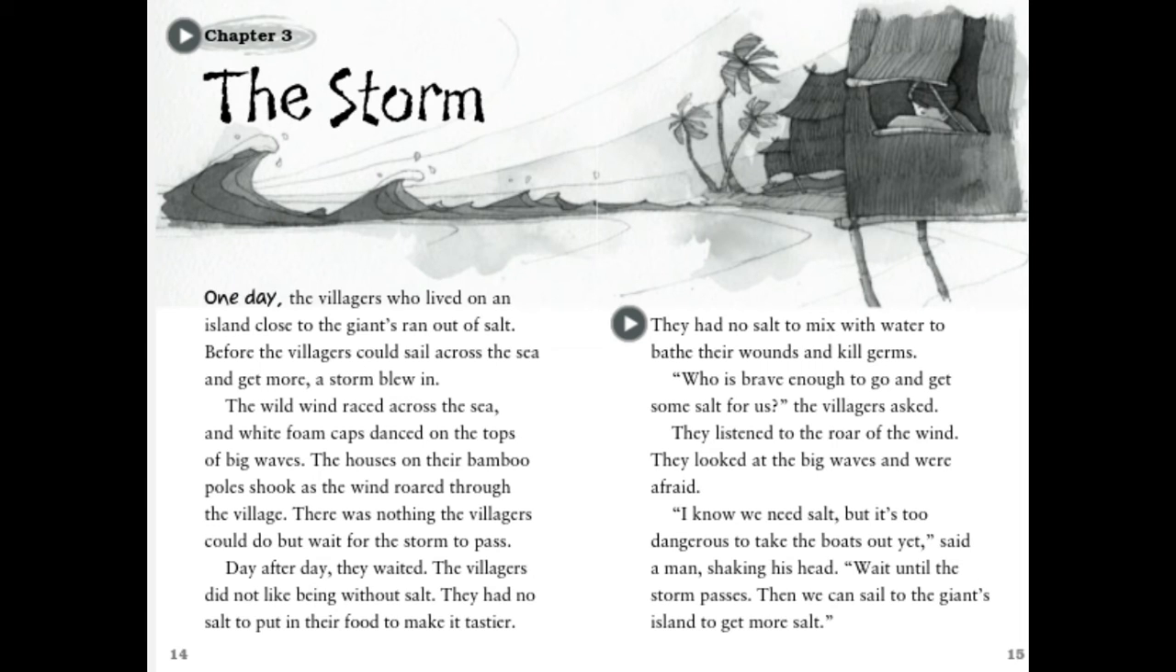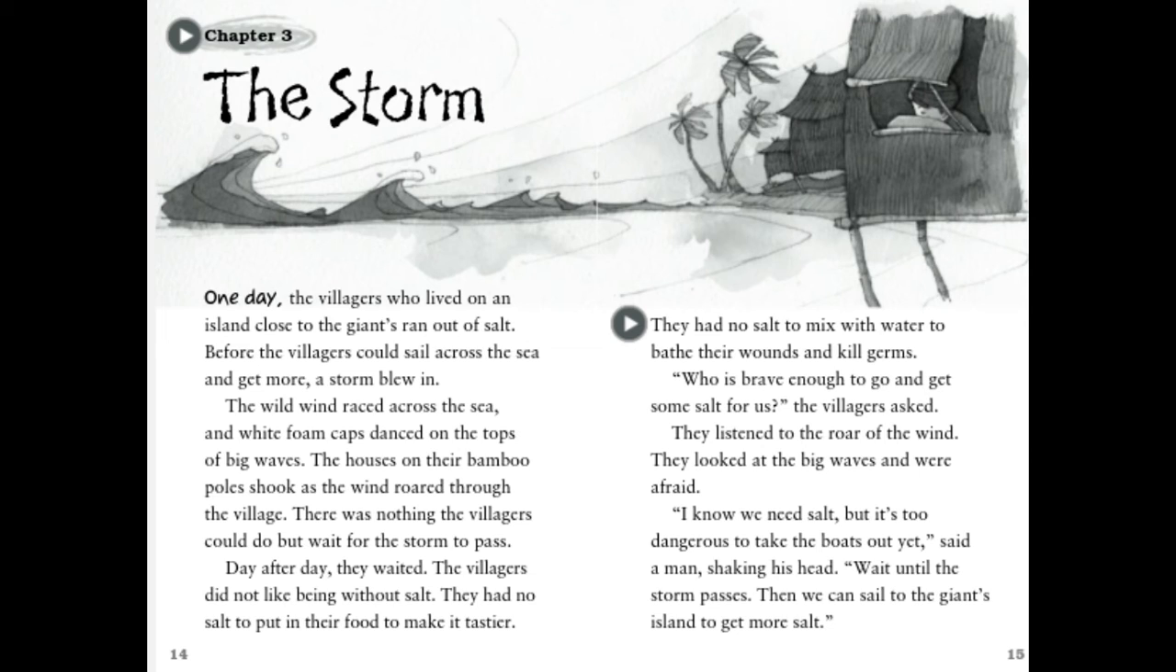Day after day they waited. The villagers did not like being without salt. They had no salt to put in their food to make it tastier. They had no salt to mix with water to bathe their wounds and kill germs. "Who is brave enough to go and get some salt for us?" the villagers asked. They listened to the roar of the wind. They looked at the big waves and were afraid.